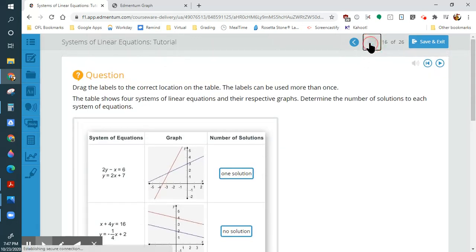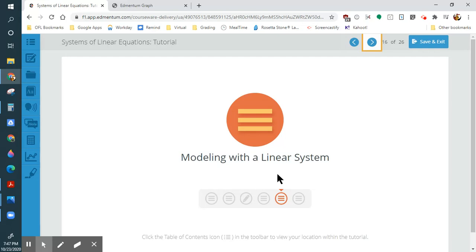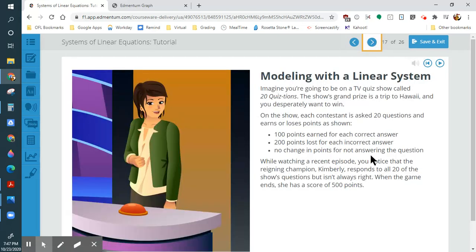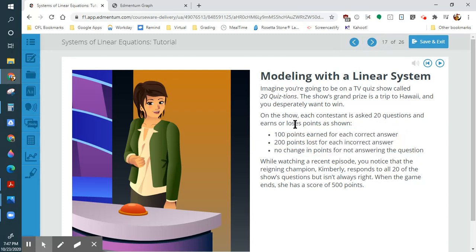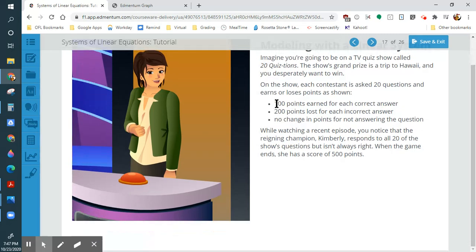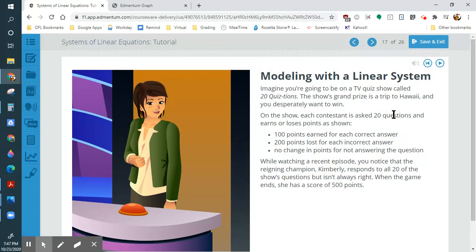Moving on here. So modeling with a linear system. All right, so let's take a look here. I'm going to be modeling with a linear system. There's a few possibilities here. No change in points for answering the wrong question. The idea here is we're going to figure out how many points she can get.